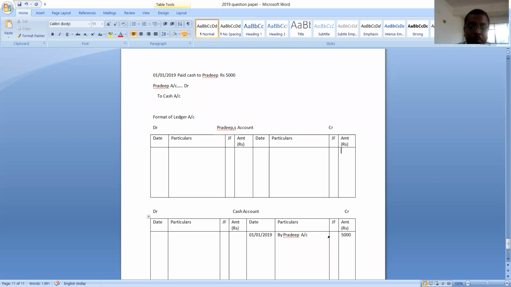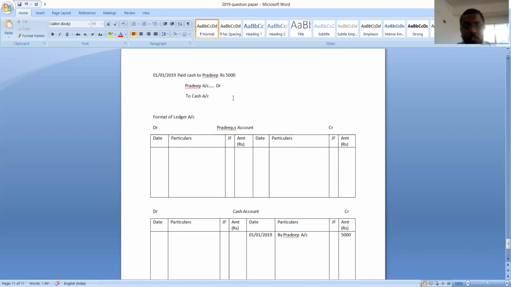Now I will tell you how to record the transactions in the book of ledger. Actually, journal is the base for preparation of ledger accounts. So here is the transaction. On 1st January 2019, the transaction is: paid cash to Pradeep rupees 5,000.